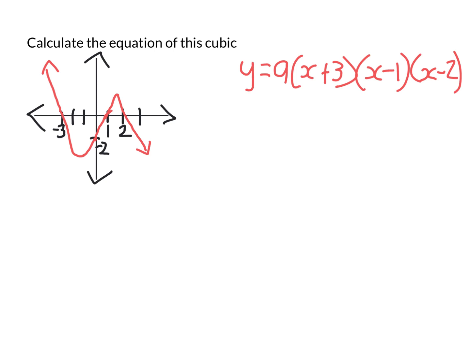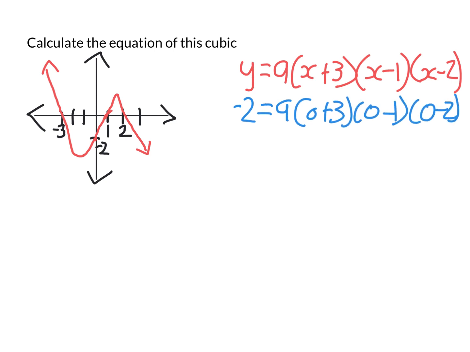So we just now need to find a, and we've been doing questions like this all term. You substitute in a point. Let's choose the y-intercept of -2. So I'm going to substitute y for -2 and x for 0. So I get a times 0 plus 3, times 0 minus 1, times 0 minus 2. Of course, 3 times -1 times -2 is positive 6. I've got -2 equals 6a. Divide each side by 6, you get a equals -1/3.